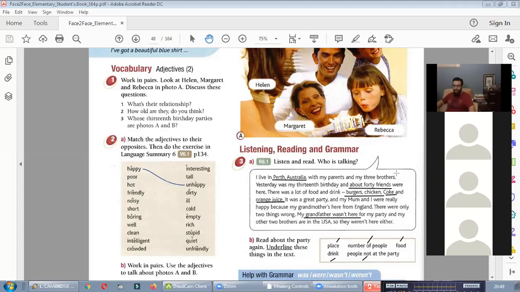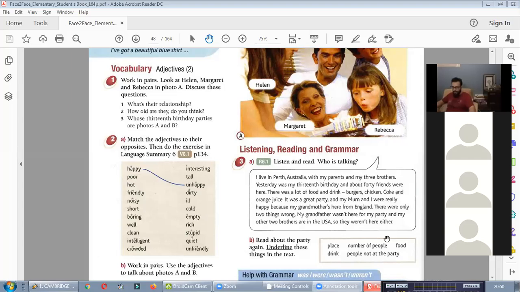And someone else. Two brothers. Yes. Why weren't they at the party? In the USA. Very good. They were in the USA. So the grandfather and the two brothers, they weren't at the party. Okay. So this is all the information about Rebecca's party.